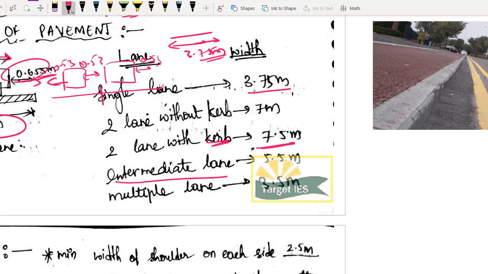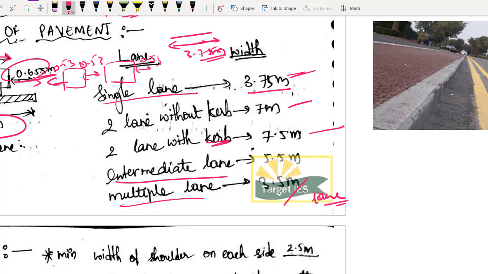नेक्स्ट आता है इंटरमीडिएट लेन. ओके, सो लेट अस रिपीट वंस अगेन. सिंगल लेन, व्हाट इज द विड्थ? 3.75. टू लेन 7 meters. टू लेन विथ कर्ब 7.5 meters, and intermediate lane is 5.5 meter. Multiple lane is 3.5 meter per lane. Okay, please write down here 3.5 meter. अगर आप कंफ्यूज हो जाओगे, please write down per lane.